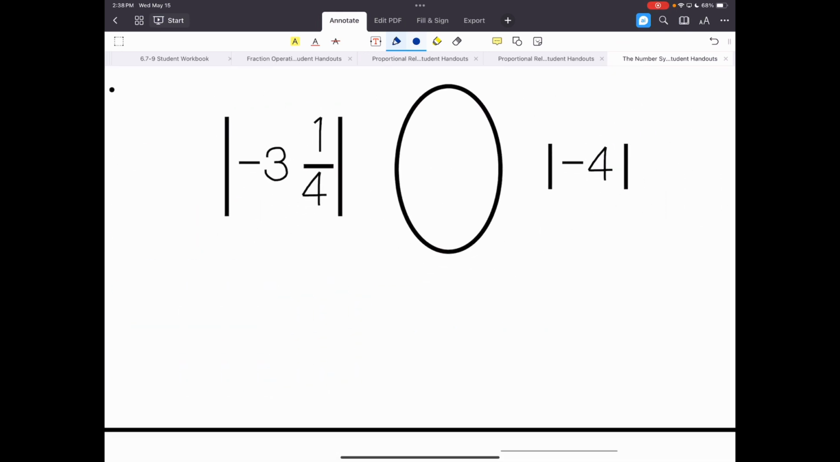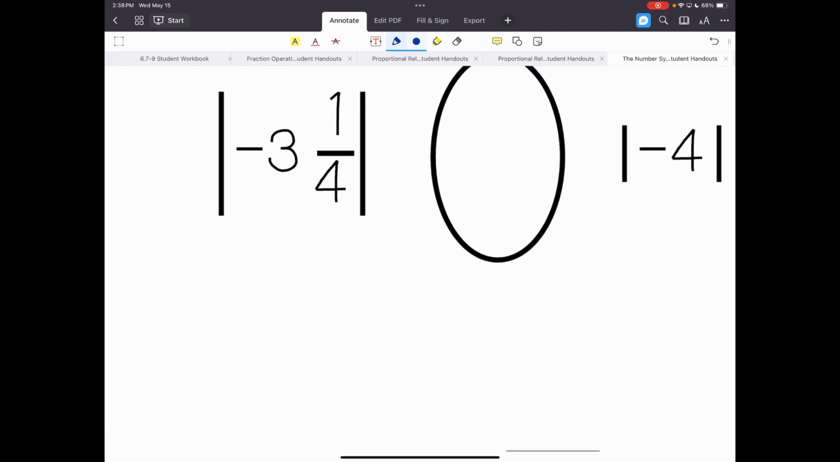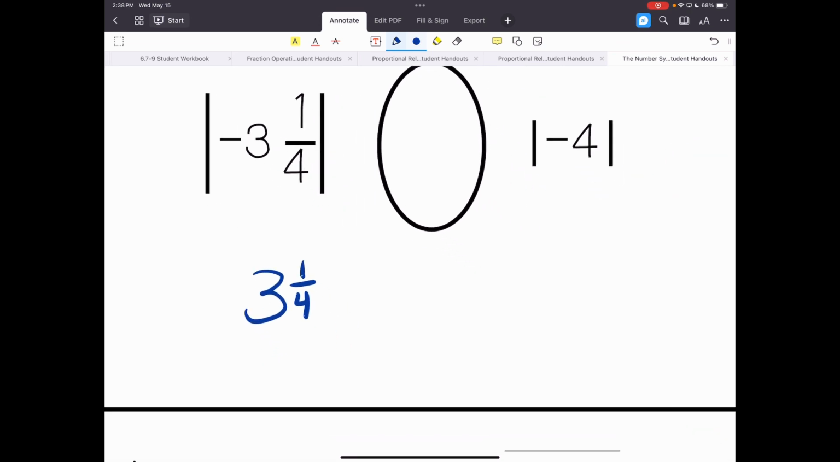Our next one, the distance from 0 for negative 3 1/4 is just going to be positive 3 1/4 because distance is always positive. Negative 4 is 4 units to the left of 0. And so comparing the mixed number to the whole number, 3 compared to 4, 4 is the larger of the two numbers.